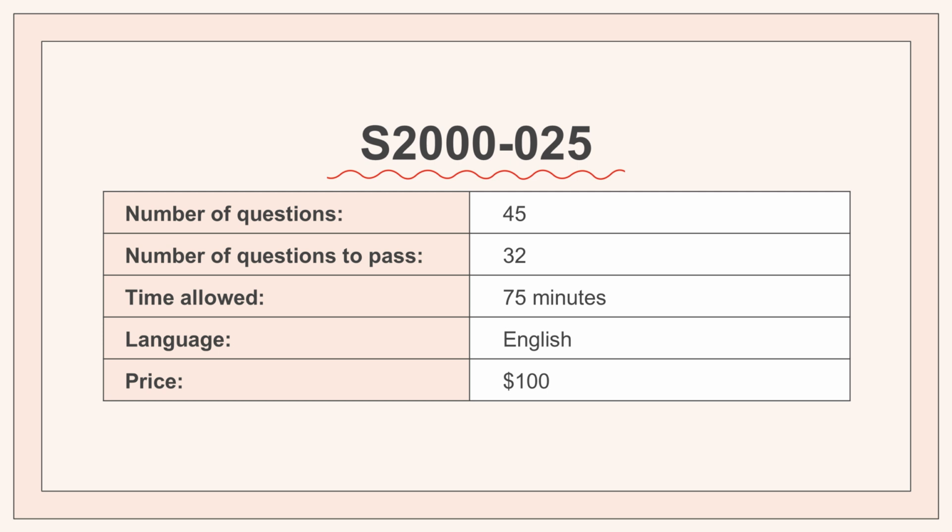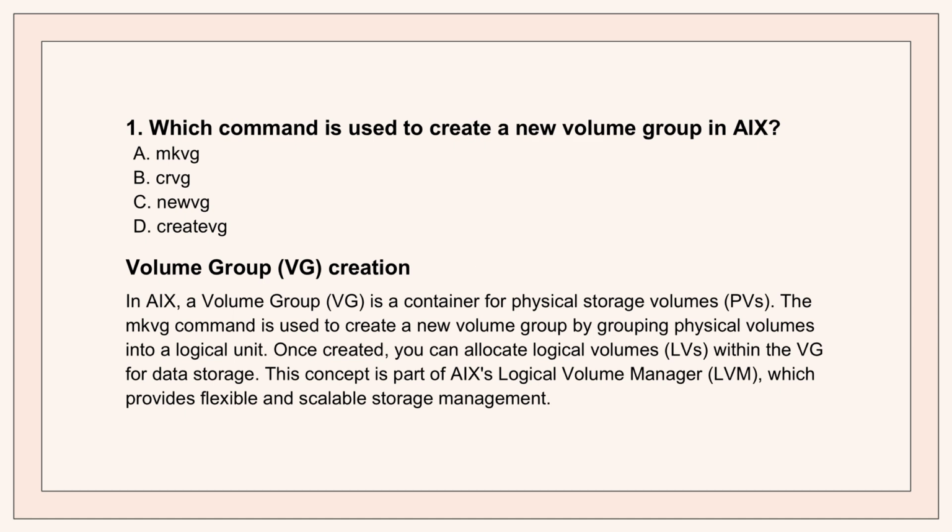Because this exam, it's not trivial, is it? What are the specifics again? Yeah, it's 45 questions. You need 32 to pass. You get 75 minutes. It's in English and costs about $100. Okay, so there's a decent bit riding on it. For sure. And understanding the why behind these questions is way more valuable than just memorizing answers for the test. It's about real-world admin skills. All right, let's dive in then.